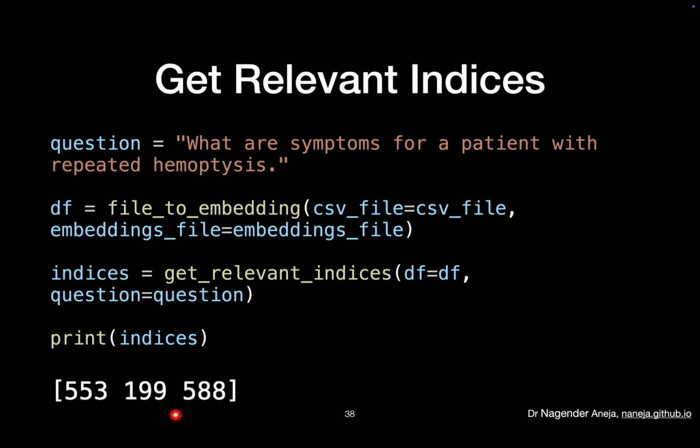But this is only the indices, and these indices cannot be passed to the large language model or OpenAI. What we need is the text corresponding to these indices, but that's very easy because we have the numbers and can just get the text corresponding to them. Then the text from each can be merged into one large text, and we pass that, the question plus the information, to our next step.